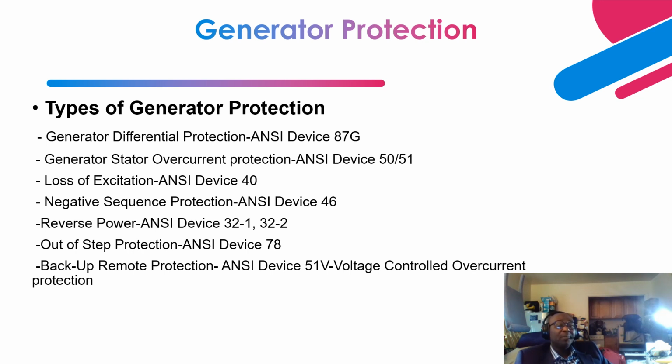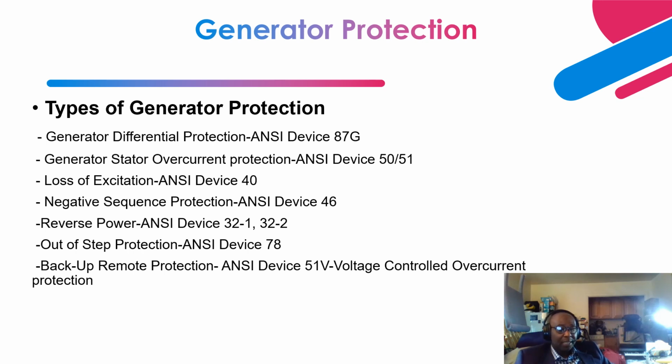We've talked about different abnormal conditions that could occur. Now these are the types of protection that we can have for a generator. 87G, differential protection, stator overcurrent, 50/51, and loss of excitation, negative sequence, when you have a reversal of phases, then reverse power. Basically that can be graded into different stages, 32-1, 32-2, based on the timing, right? So 32-1 is graded for a certain time. Then if the reverse power continues to flow, then 32-2 is usually what trips all the required breakers.